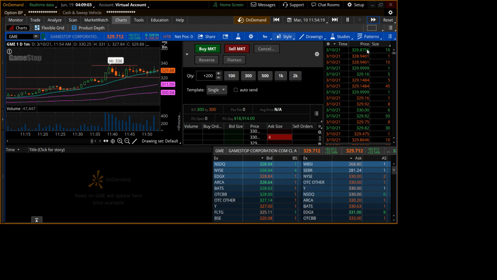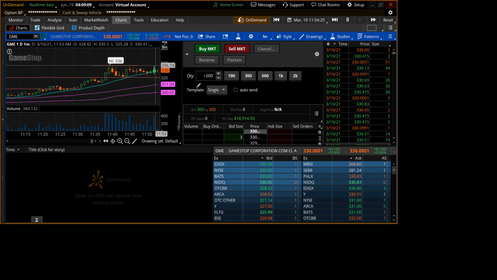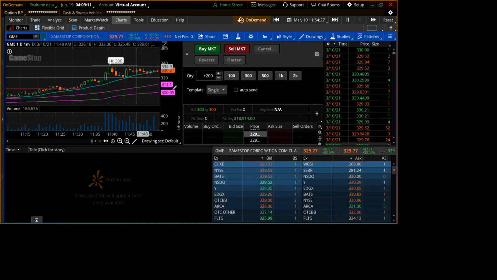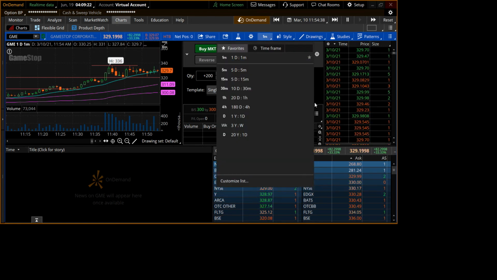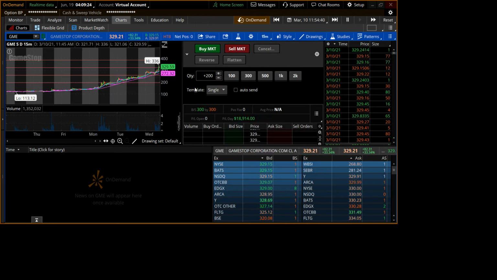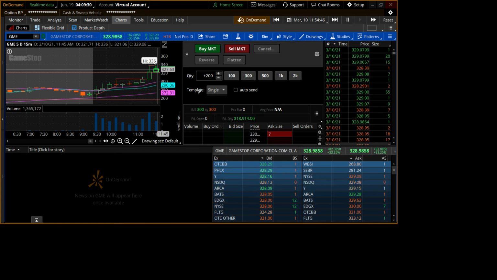Doji candles are a sign of indecision. So if you actually were to go, how many candles was this? This was 1, 2, 3, 4, 5, 6, 7, 8, 9, 10, 11, 12, 13, 14, 15 candles. So we could say that was 15 minutes. If we were to turn this into a 15-minute chart, that would be just one doji candle. You can see it's starting to form. It's a hammer candle here, but it's almost forming a doji candle if you think about it.